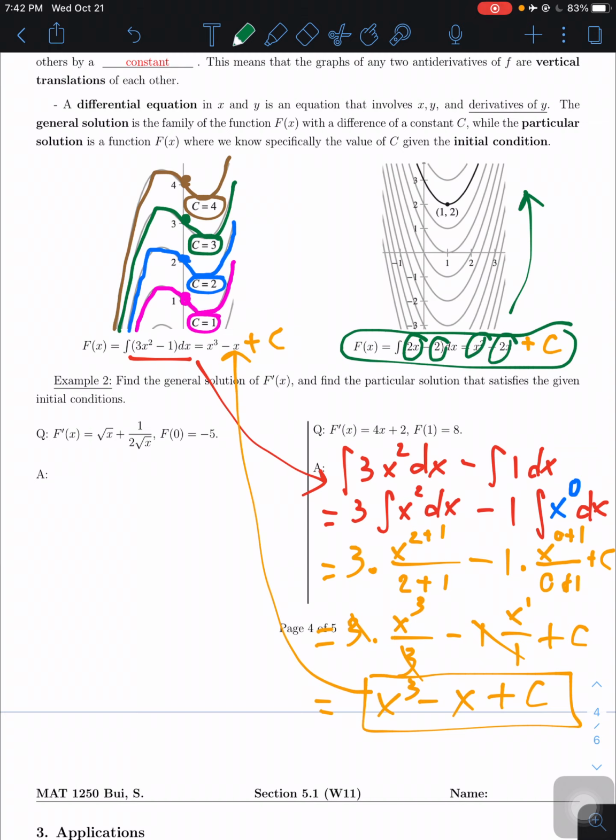Okay, so then for the real example of ours, find a general solution of f prime of x and find a particular solution that satisfies the given initial conditions. Okay, so how can we do it, right? So first of all, we have a function, and before that, let me just cut everything in here down so then we have more space to do the work.